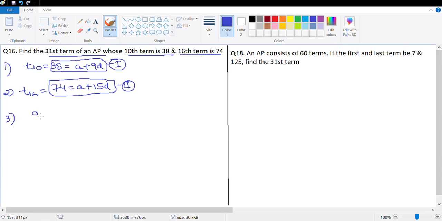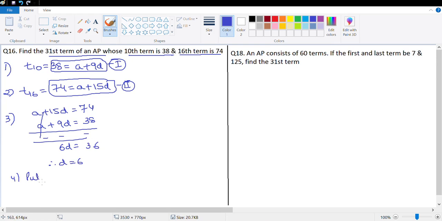So A plus 15D is equal to 74 and A plus 9D is equal to 38. Subtract, and what I get is A and A get cancelled. 15 minus 9, that's 6D, is equal to 74 minus 38, that's 36. Therefore, D is equal to 6. Now put D equal to 6 in equation number 1, and we get A plus 9 into 6, 54, is equal to 38. Therefore, A is equal to negative 16. Right? 38 minus 54, that's negative 16. That's correct. A is equal to negative 16.